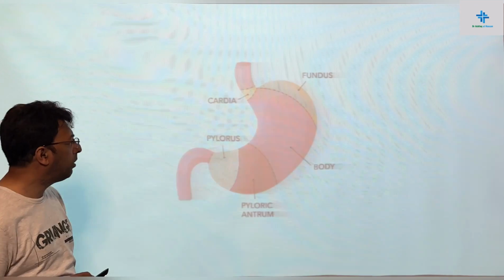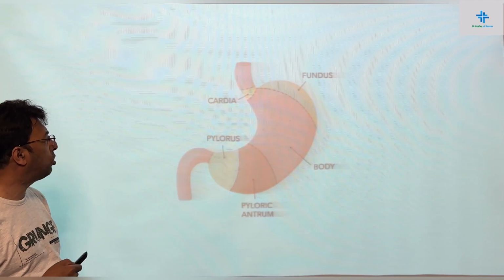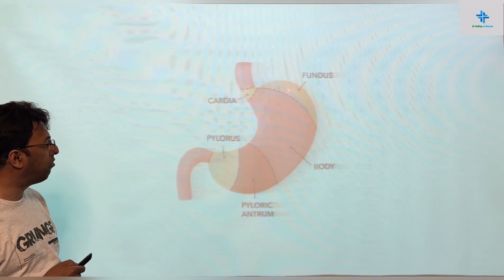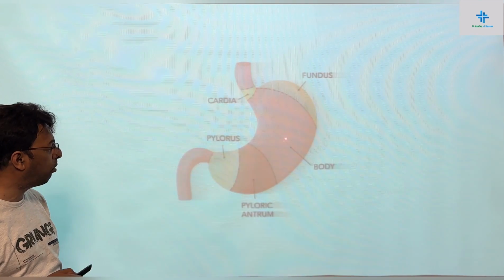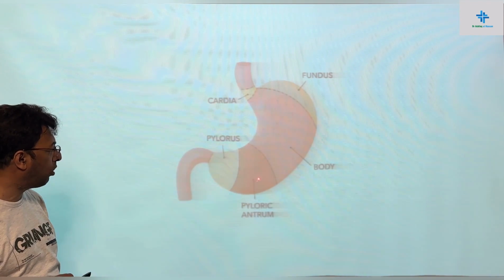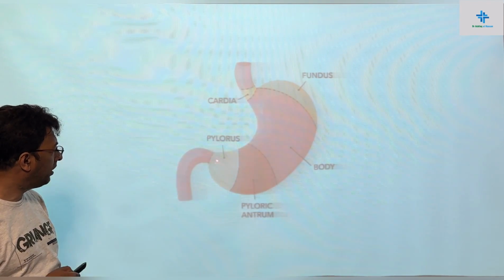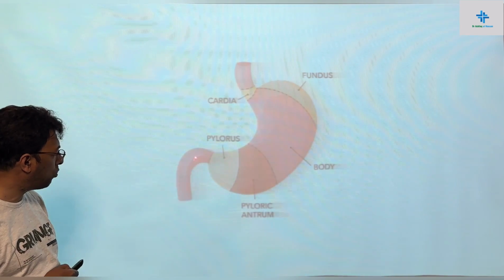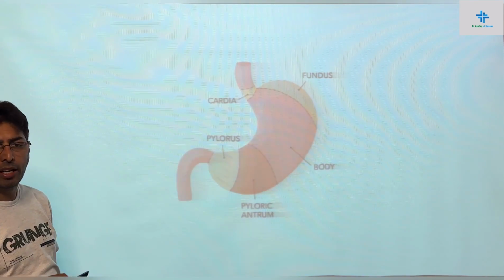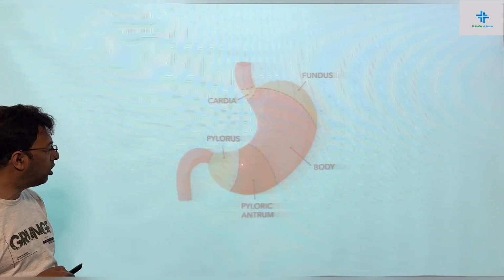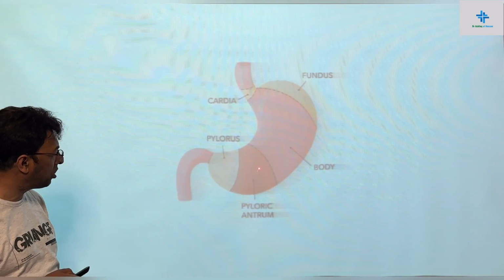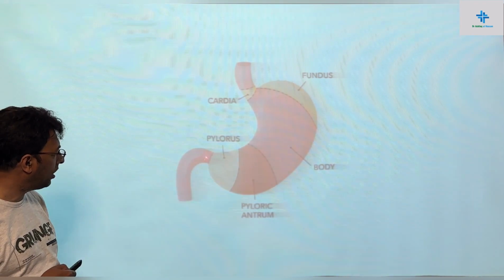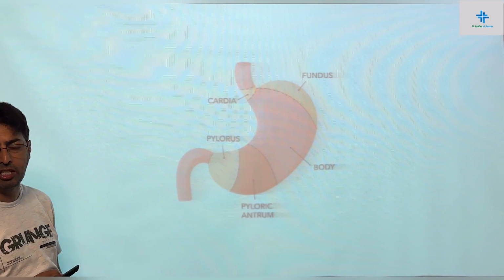Now, the parts of the stomach, as you can see over here, this part is the fundus of the stomach, and this is the body of the stomach, and this is the pyloric antrum. And the pyloric antrum then narrows into something which we give the name pyloric canal. The pyloric antrum is almost 7.5 centimeters in length, and the pyloric canal just narrows. It is just 2.5 centimeters in length.